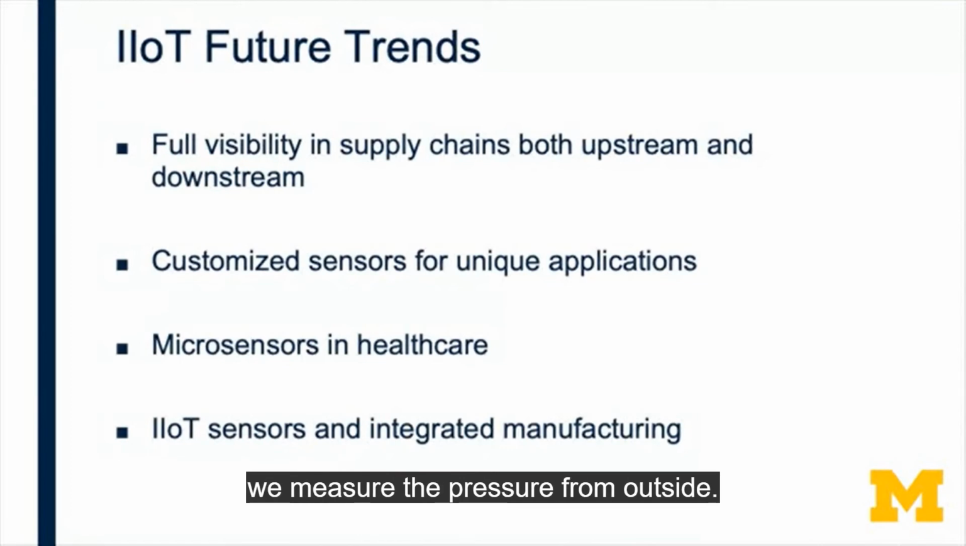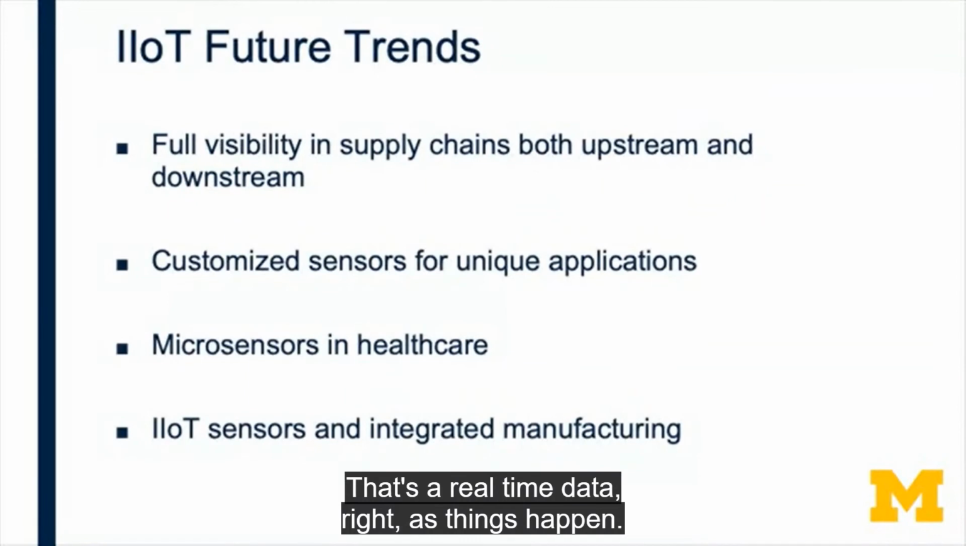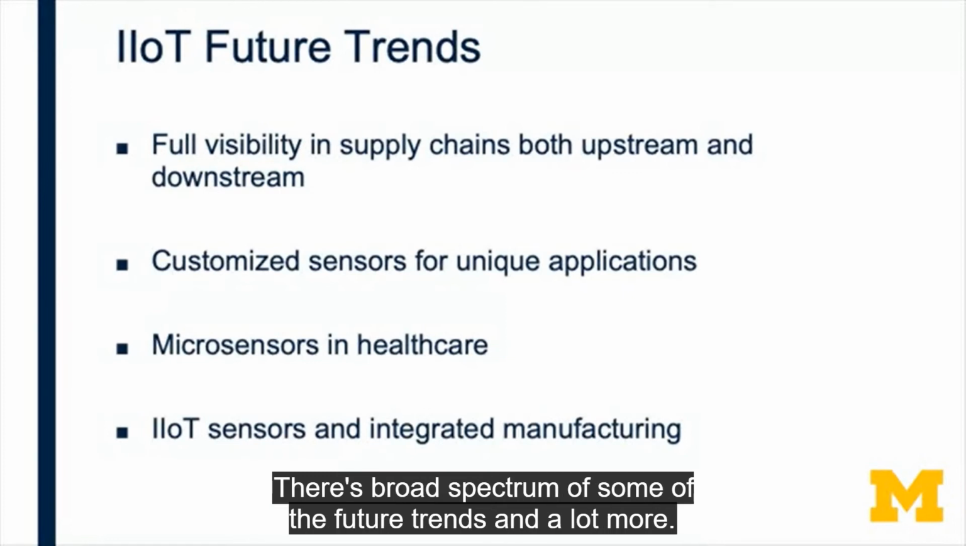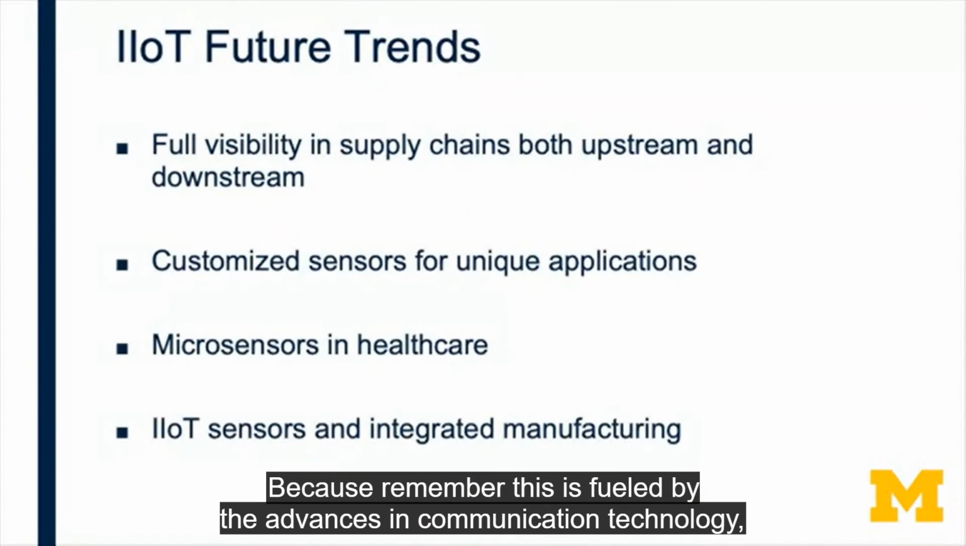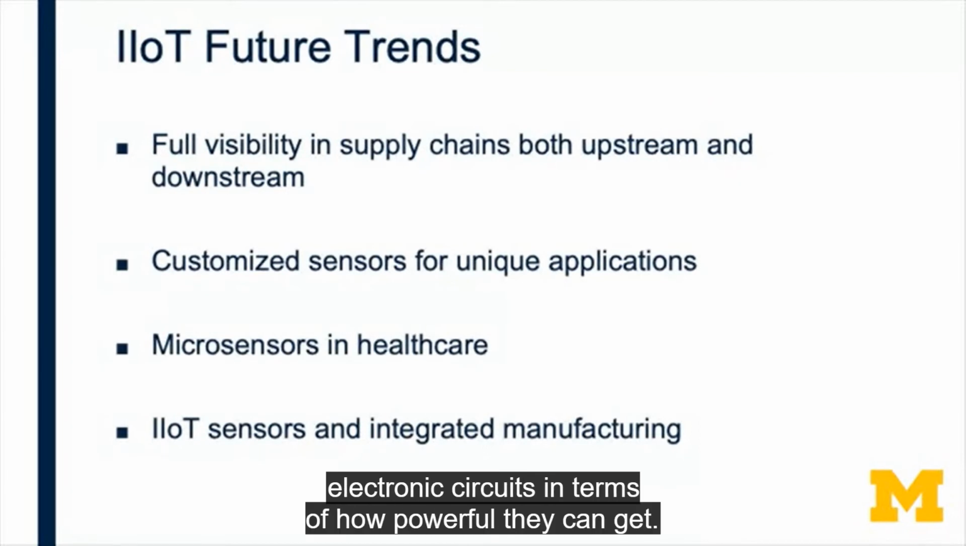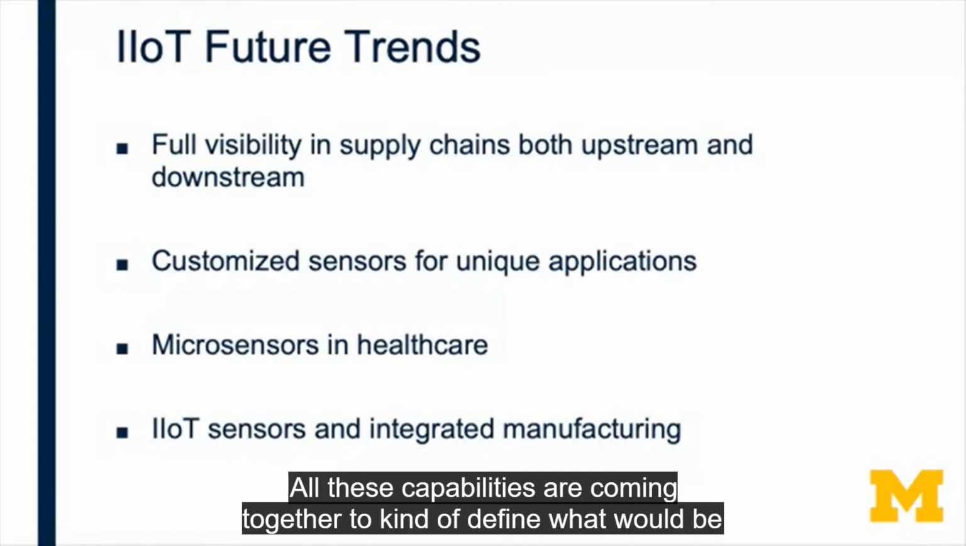That's the real-time data, right? As things happen. So these are some of the examples of where this sensor technology is moving. This broad spectrum of some of the future trends, a lot more, because remember, this is fueled by the advances in communication technologies, advances in miniaturization and microsensors and electronic circuits in terms of how powerful they can get. All these capabilities are coming together to kind of define what will be the future trend.